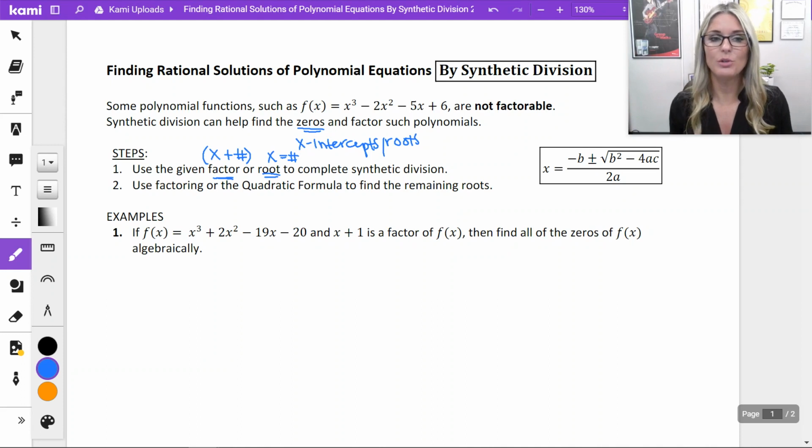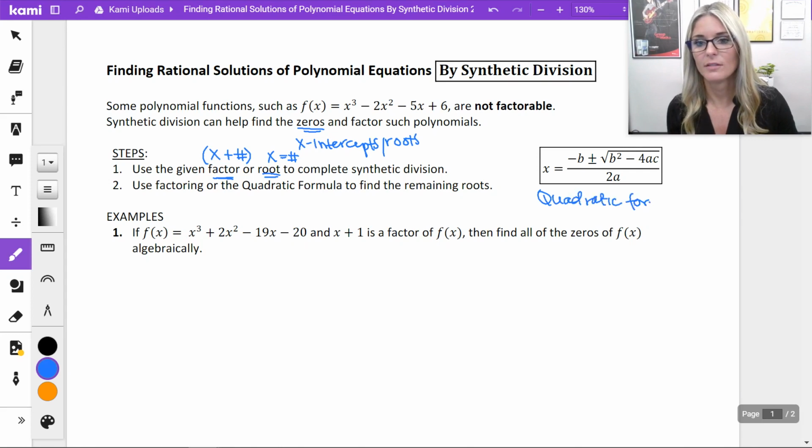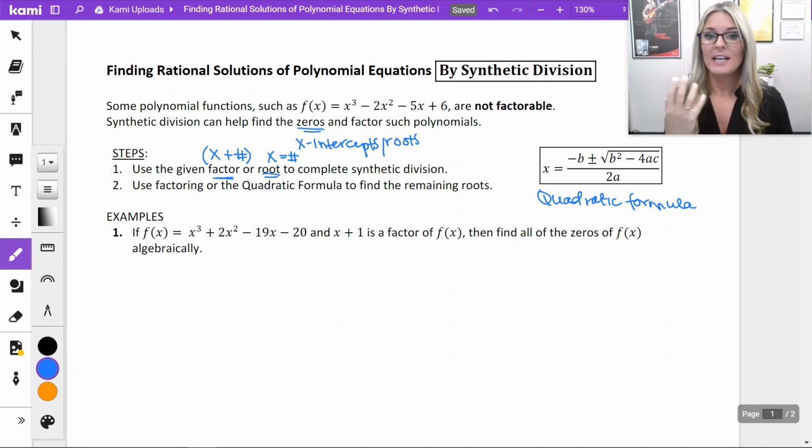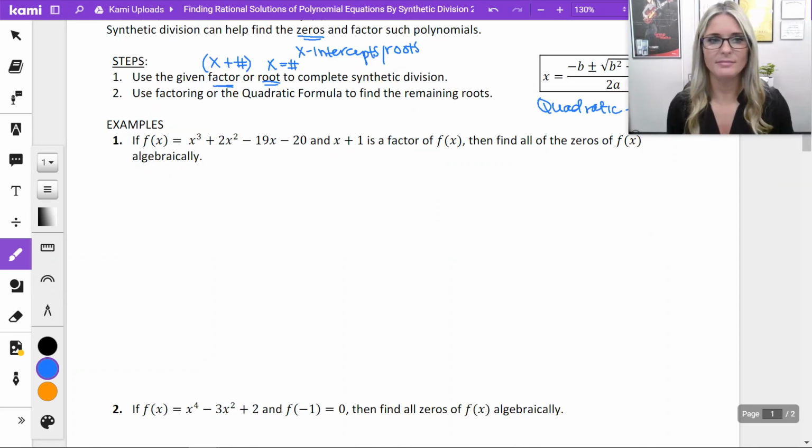And then step 2, we'll use factoring or the quadratic formula. I do have the quadratic formula listed over here. Recall, it is negative b plus or minus the square root of b squared minus 4ac all over 2a. It is not on our reference sheet. It can be so helpful for you in those solving scenarios, so it is worth memorizing before our EOC.